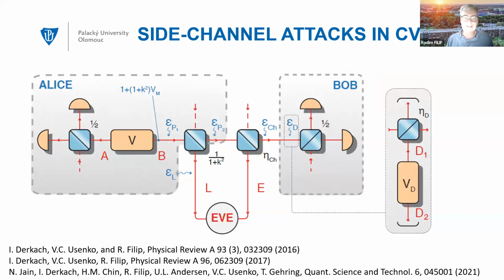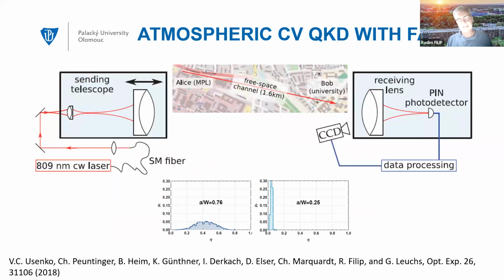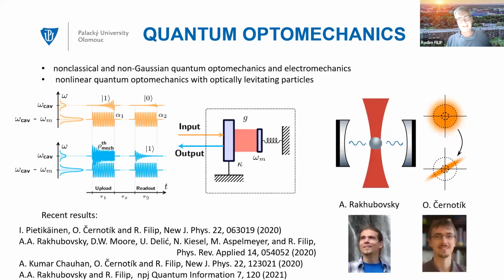There was as well big interest, together with Ivan Derkach, to solve problems of side channels in CVQKD. These are special channels which are only partially in the hands of the eavesdropper. Sometimes they are overestimated or underestimated, and that could cause a lot of problems. Ivan was working on that quite a lot during his PhD. And the other direction which we pushed in the last years is atmospheric CVQKD with all the fading effects which we have in free space channels. You can read more about this in our recent publications.